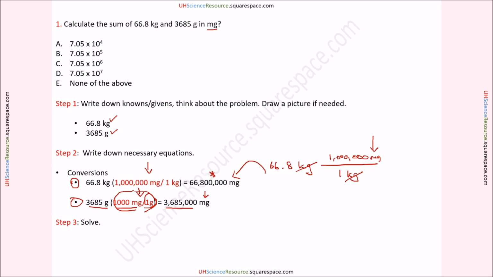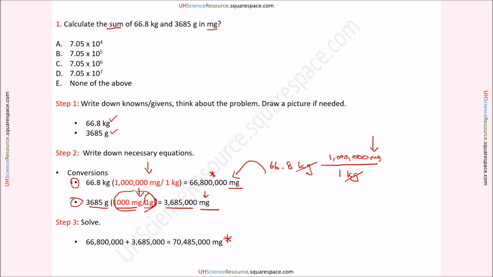And then lastly, we just go ahead and solve the problem. It's asking us to calculate the sum. Now that we've converted both of these into milligrams, we can just add them. If we add them, we get 70,485,000 milligrams, and that's given right here.